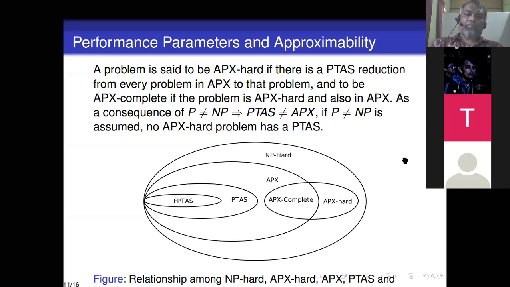So, here is a diagram showing the relationship among these classes of problems. All of these are NP hard problems. Among the NP hard problems, this is the class APX.